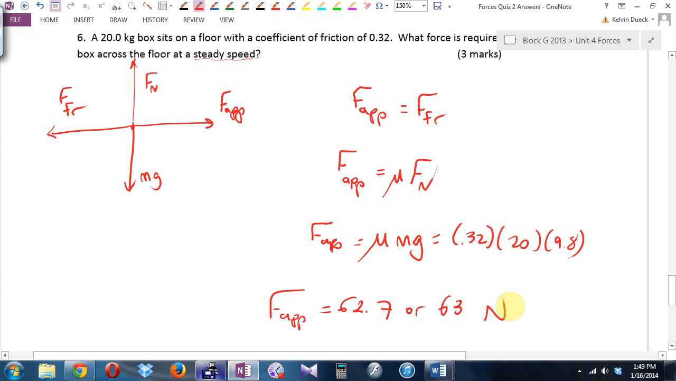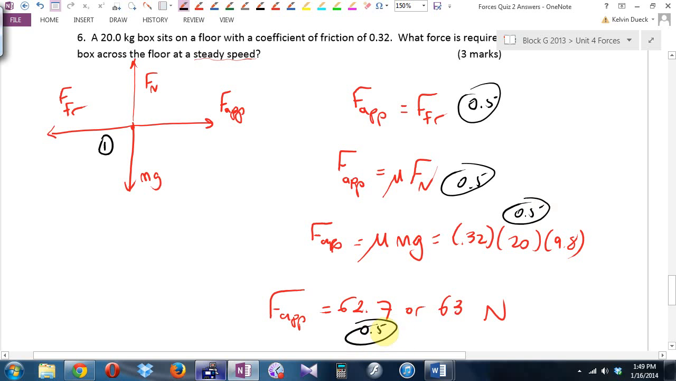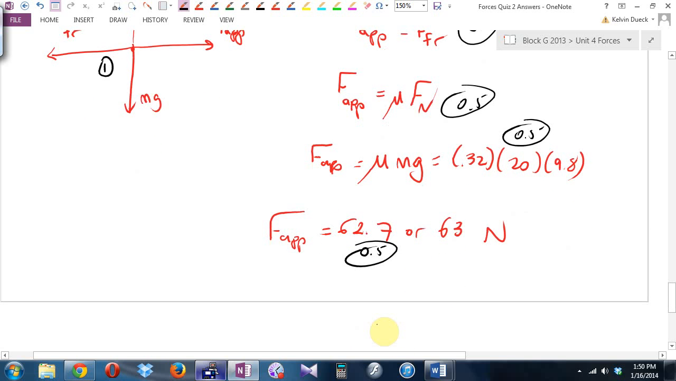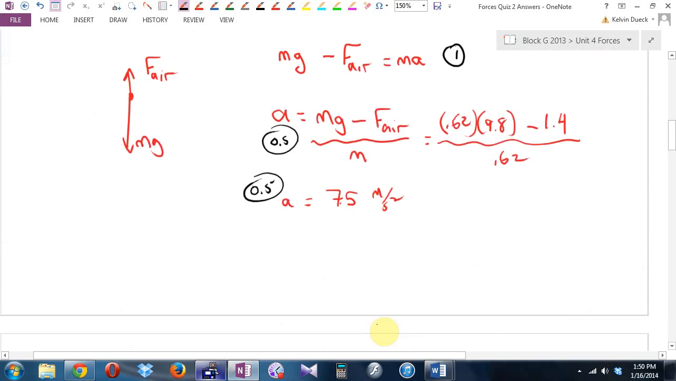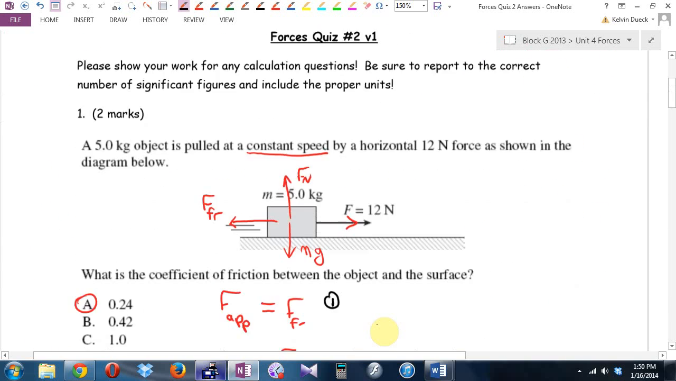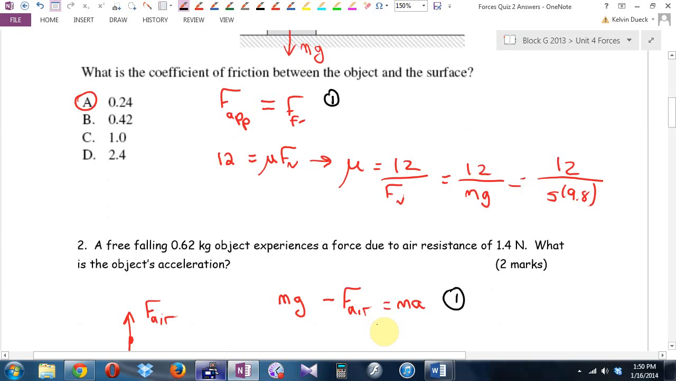Newtons. If you get that right, 3 out of 3. Otherwise, you know what? This time I might even give you 1 mark for the free body diagram, and then half mark, half mark, half mark, half mark for the answer. I think that works. Could you be so kind as to give yourself a nice, clear score out of, count 'em, 15?